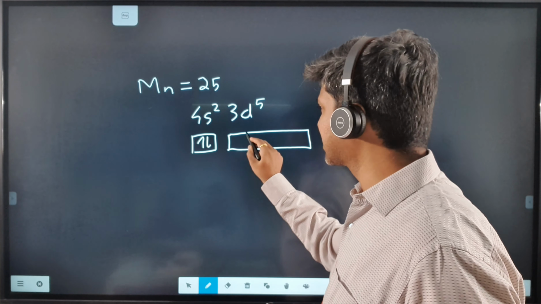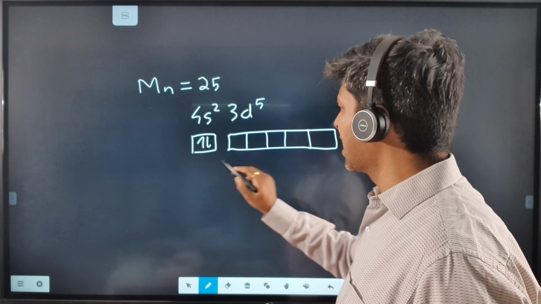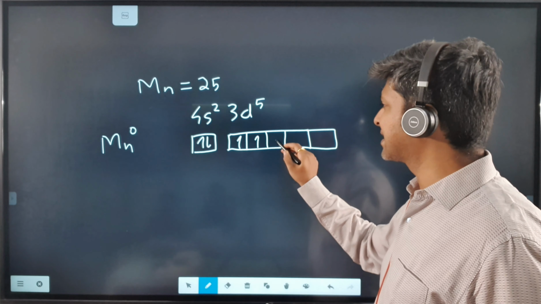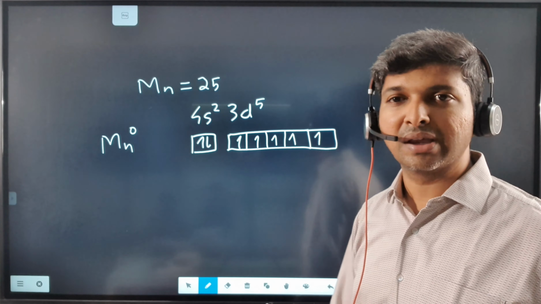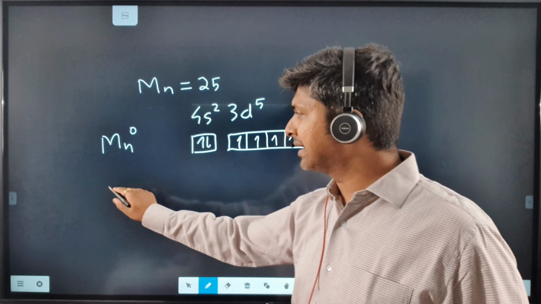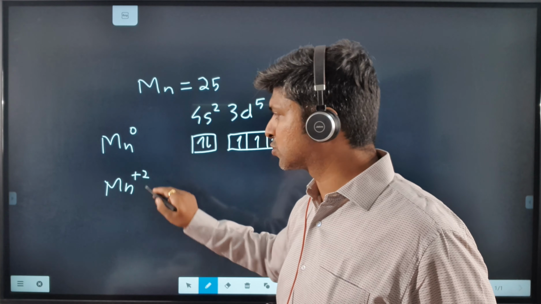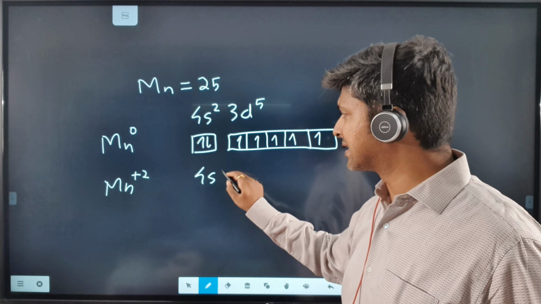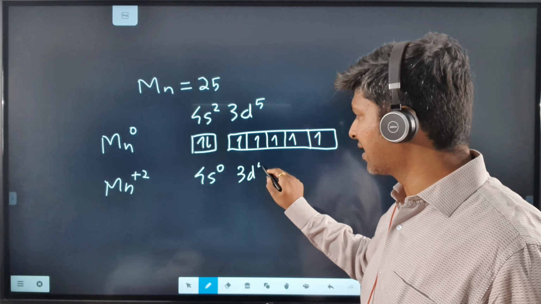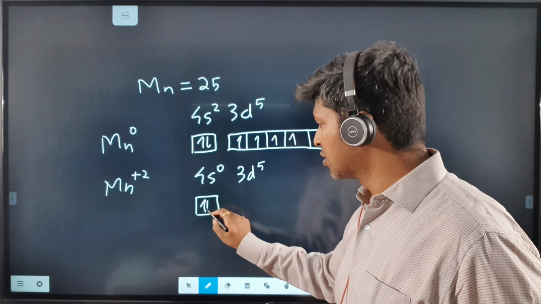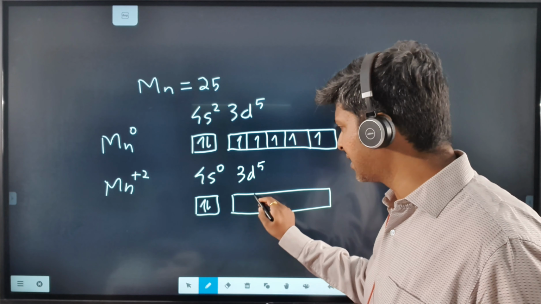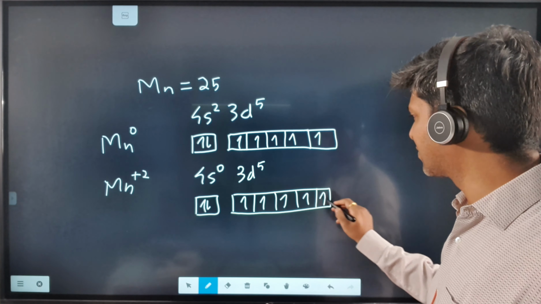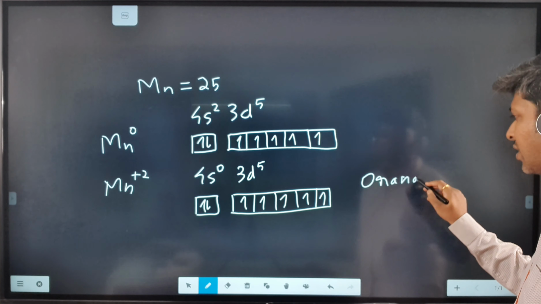When the manganese oxidation state was 0, it was in the elemental state. That time it had 7 electrons total in its outermost shell with 5 unpaired electrons. When manganese lost 2 electrons, that is +2, it became 4s0 3d5, which will look something like this. So when it has 5 unpaired electrons in the outermost shell, with the +2 oxidation state, it gives us a light orange color.